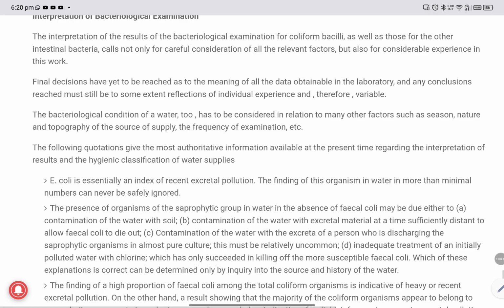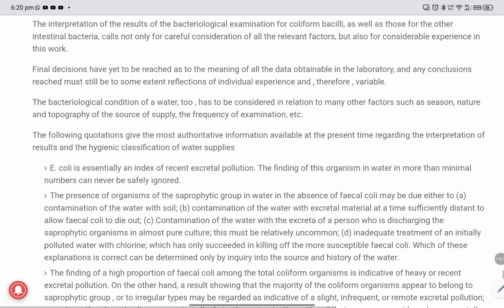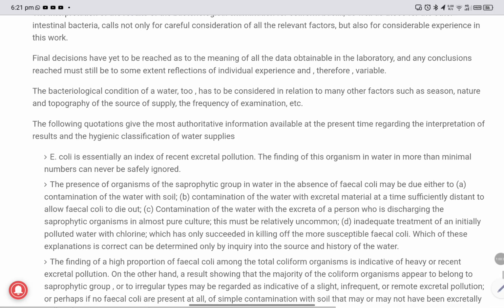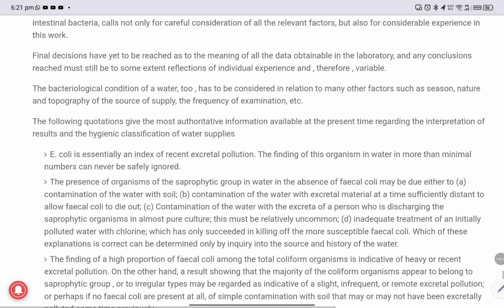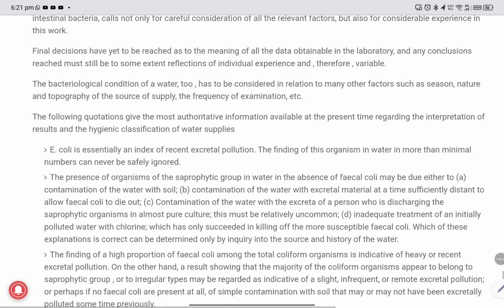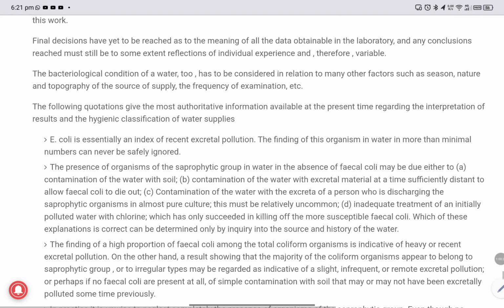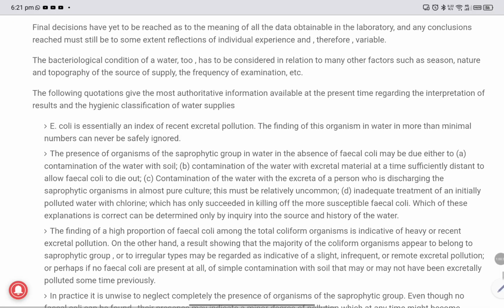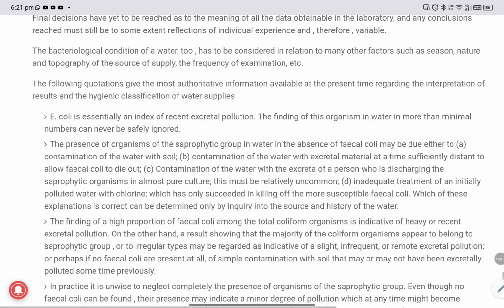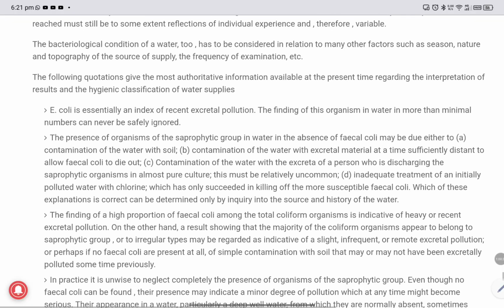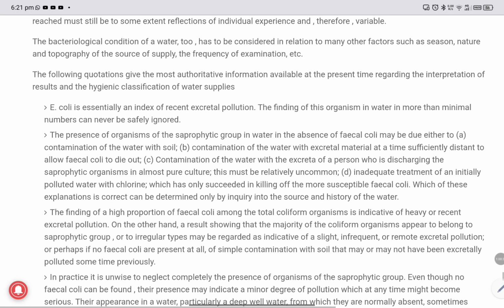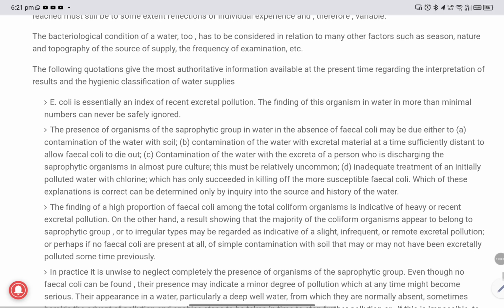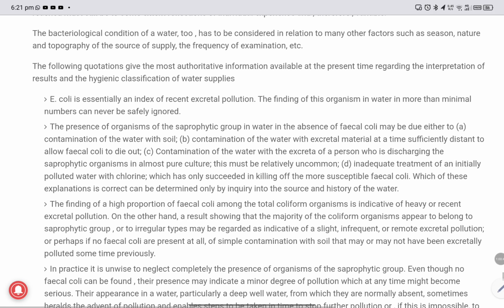The bacteriological condition of a water too has to be considered in relation to many other factors such as season, nature and topography of the source of supply, the frequency of examination, etc. The following quotation gives the most authoritative information available at the present time regarding the interpretation of results and the hygienic classification of water supplies.